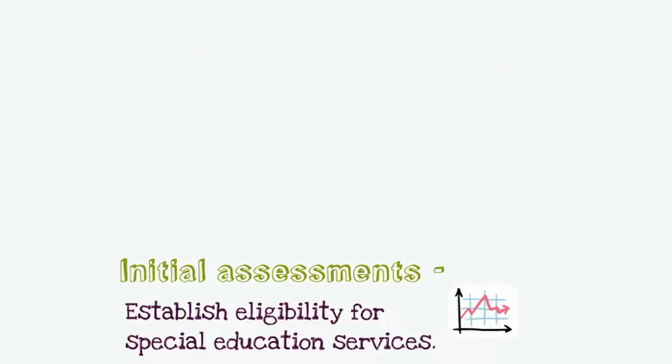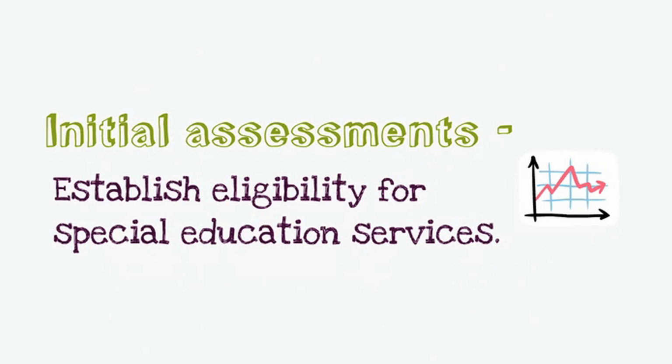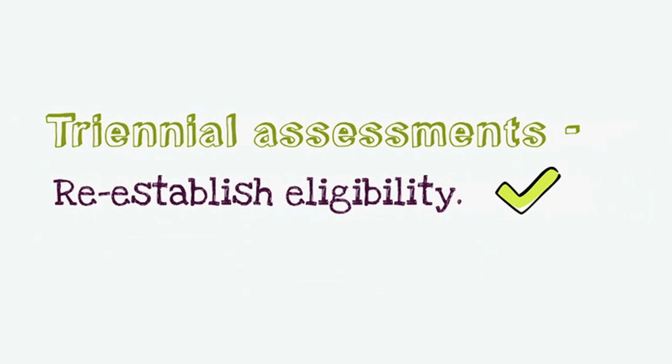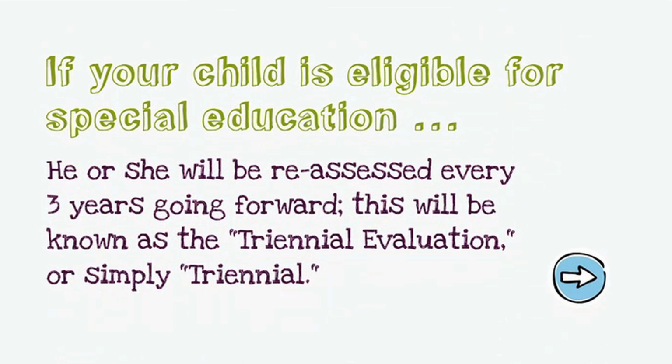Keep in mind that initial assessments establish eligibility for special education services, while triennial assessments re-establish your child's eligibility. After your child begins receiving special education services, you can expect a comprehensive triennial assessment to occur once every 3 years going forward. Now let's talk about the types of assessments used.